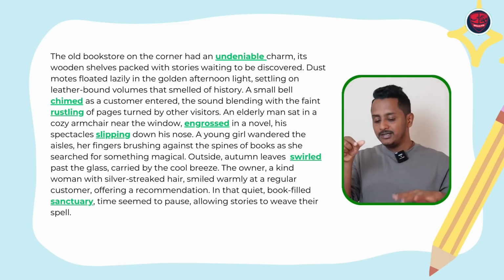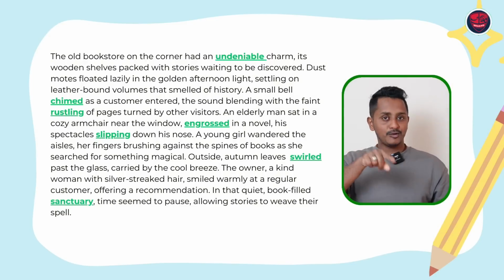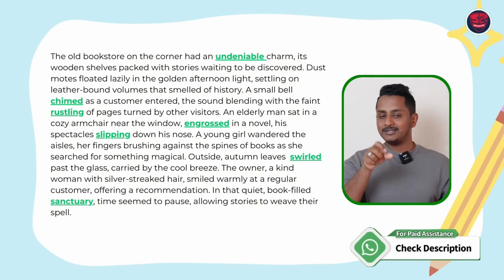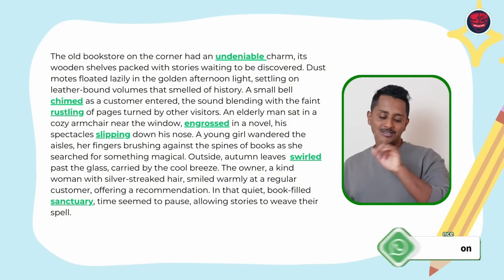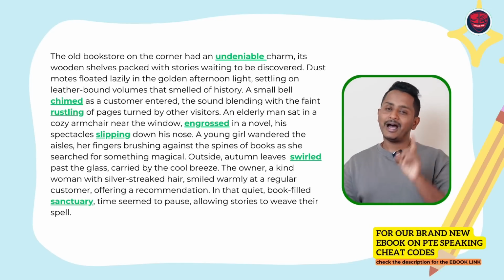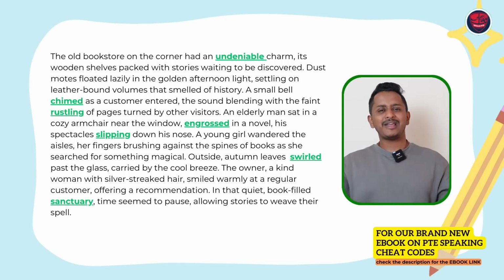Sanctuary has C in it, swirled has ED in it, slipping is double P, engrossed has G, double S, rustle is STL, chimed is ED, undeniable has D, E and I, not Y. Every word has a special characteristic.